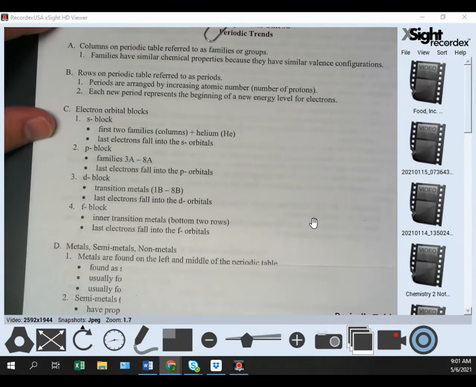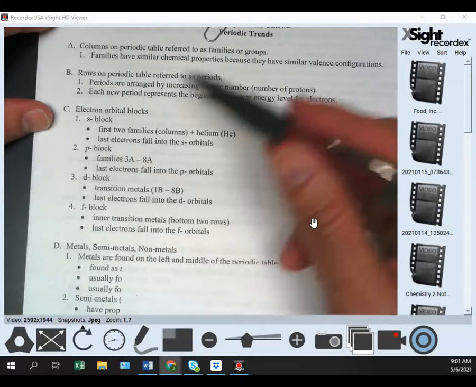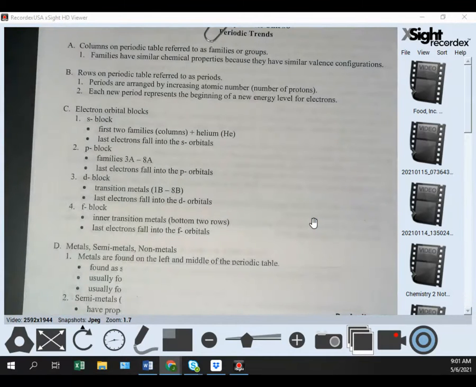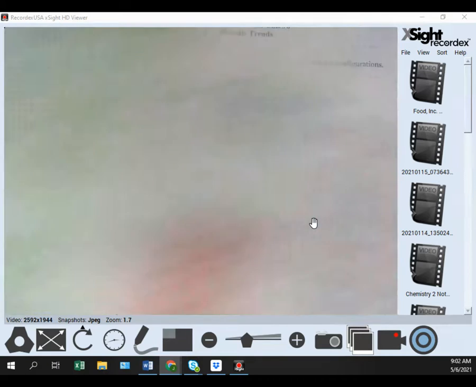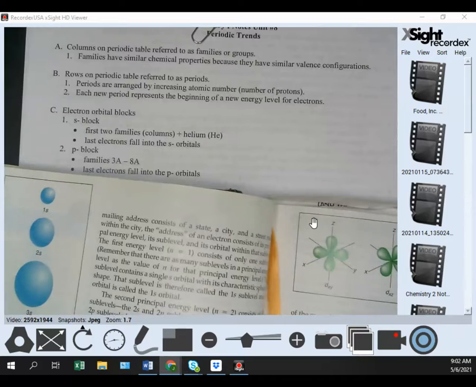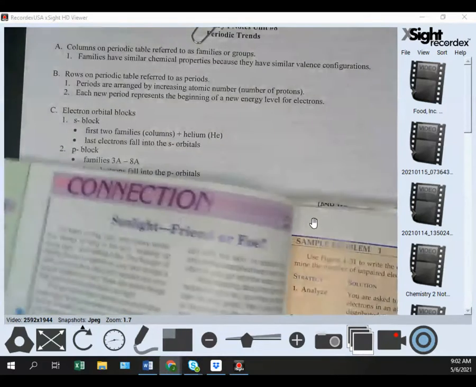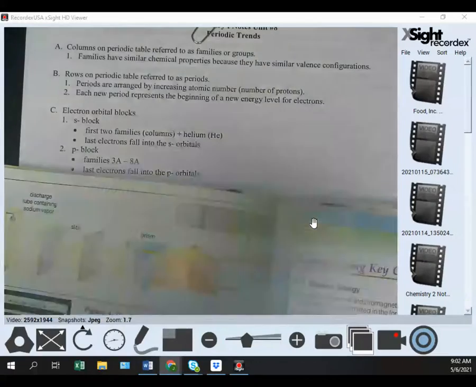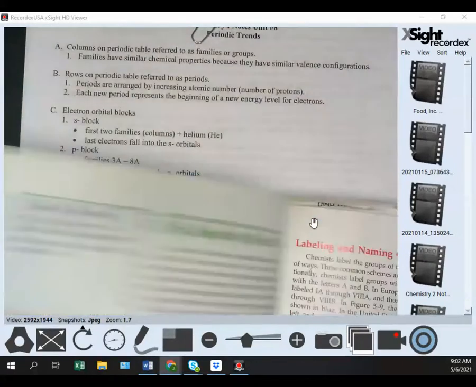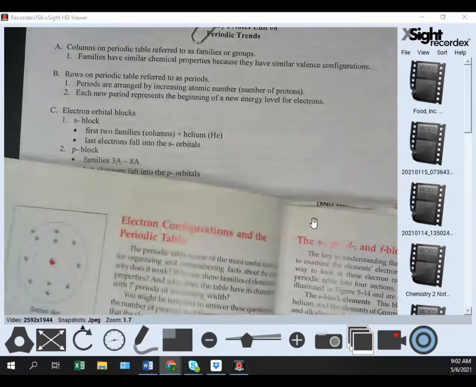Electron orbital blocks. Again, this isn't going to make a lot of sense right now. This is just the information. There are 4 blocks based on these things called electron orbitals. Let me see if I have that picture here. Oh, here we go.